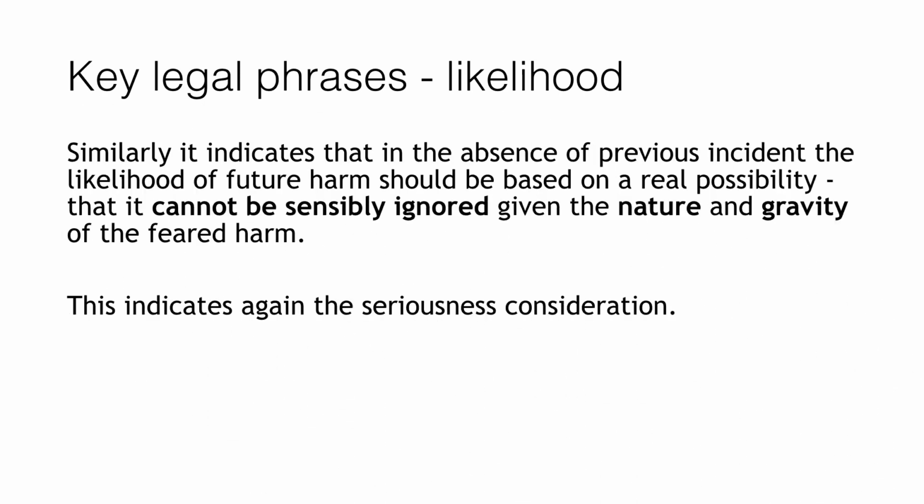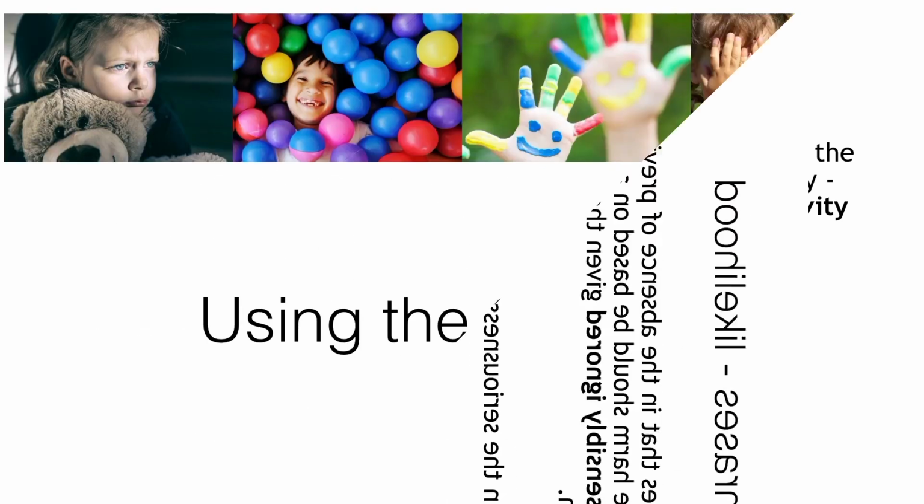We're also asked to consider the question of likelihood based on something having actually happened in the past, that there is evidence that this did actually happen. However, if the question of likelihood is prediction of future harm without past evidence of harm, the court only needs to be satisfied that there is a real possibility, a possibility that cannot sensibly be ignored, having regard to the nature and gravity of the feared harm in this particular case. So you couldn't sensibly ignore it, given how serious what you fear would be if it happened.